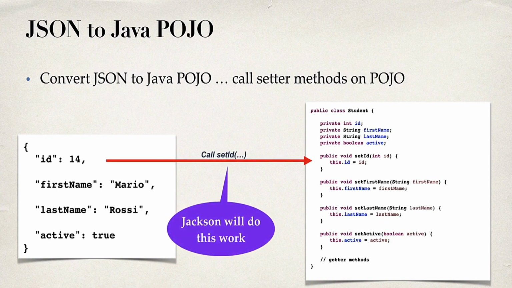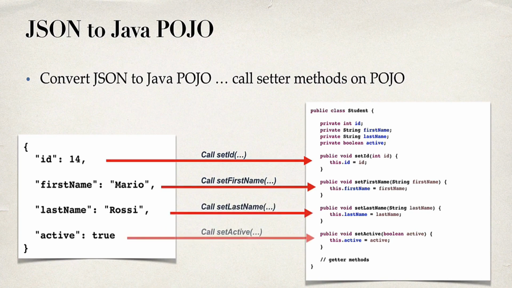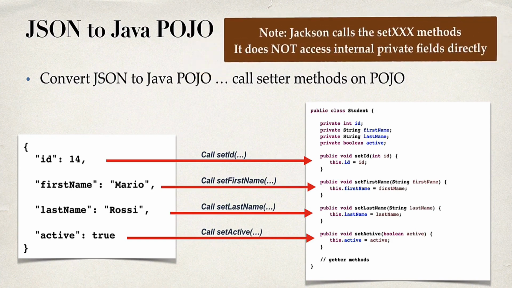Jackson will do this work for you. For first name, it's going to call setFirstName. For last name, it's going to call setLastName. And for active, it's going to call setActive. So you see the pattern here, right? They basically use the name from the actual JSON. They call set, take the first character of that name, make it a capital, and then use that to make the actual method call. Now, again, I really want to emphasize here, Jackson calls the setter method.